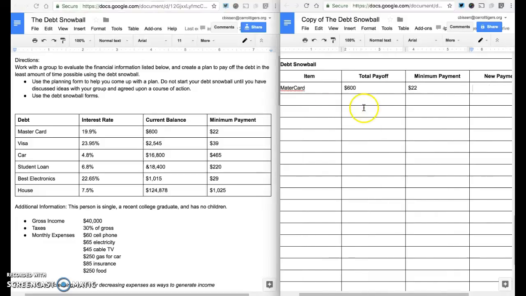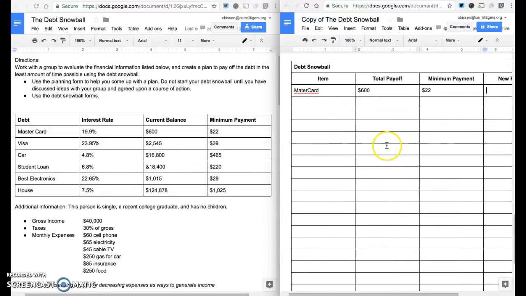Okay. It doesn't even ask me for my interest because we don't really care. And some of you might be going, well, why don't we care on the interest? Well, all we're worrying about is momentum. And so if we can pay this off and check it off, and pay this off quick and check it off, even though maybe this car is a lot less interest, it's going to take a lot of months to pay off this $16,000. So you're not going to feel like you're accomplishing anything. And the momentum part's going to be hard. Okay. Leave the new payment blank.